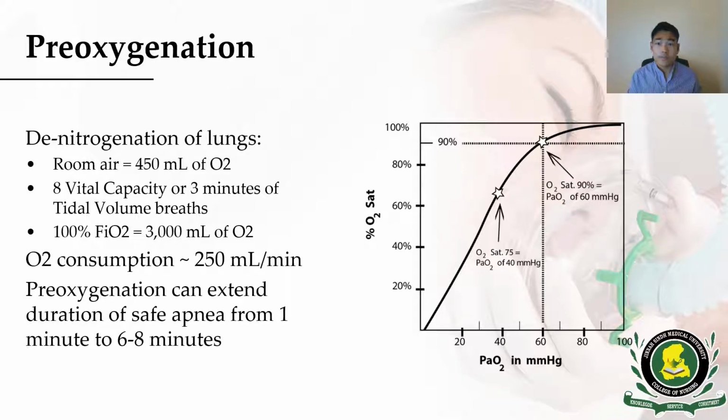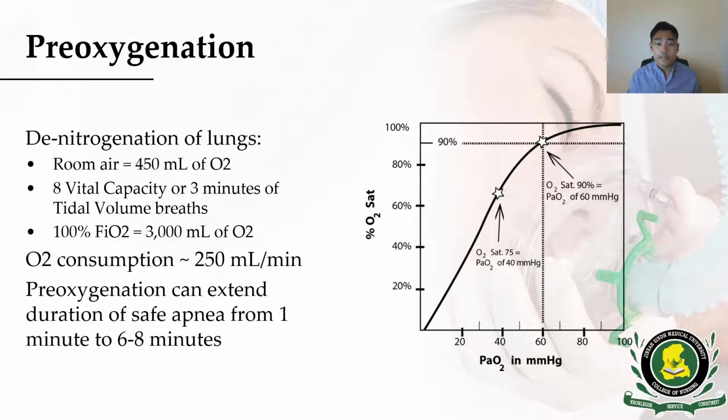And so one way to think about this is lungs are a tank of oxygen stores, and when you're breathing room air, it's 80% nitrogen and 20% oxygen. And so you only have about 450 milliliters of oxygen. And that's why we pre-oxygenate to denitrogenate, get that nitrogen out of the lungs.